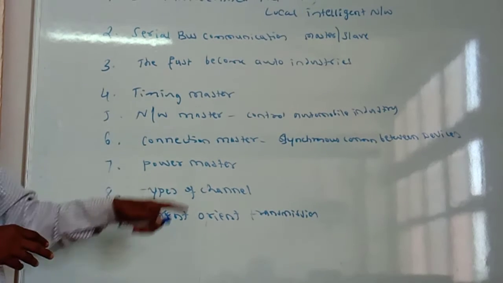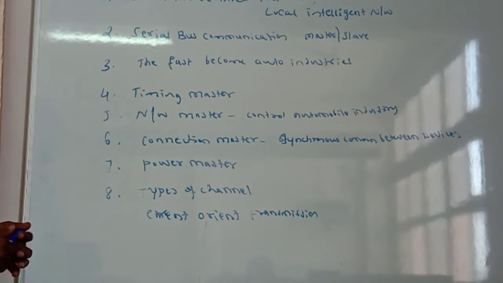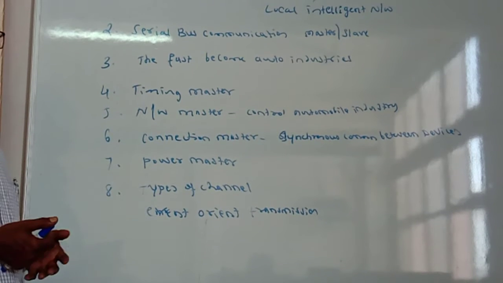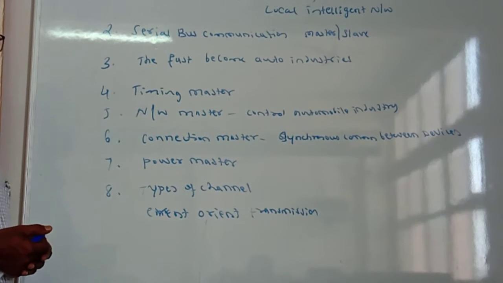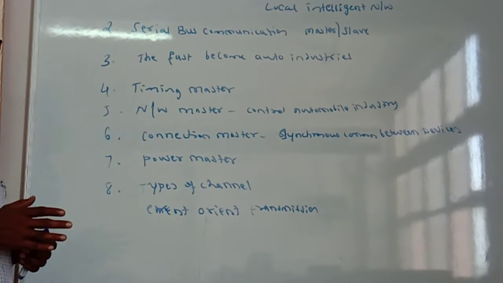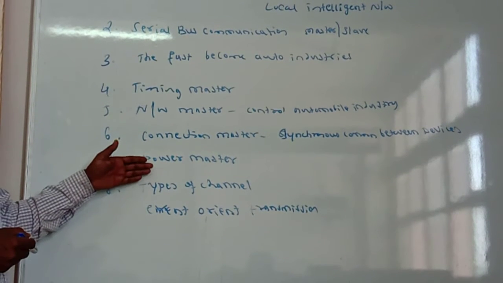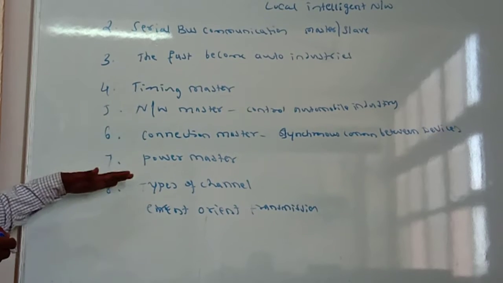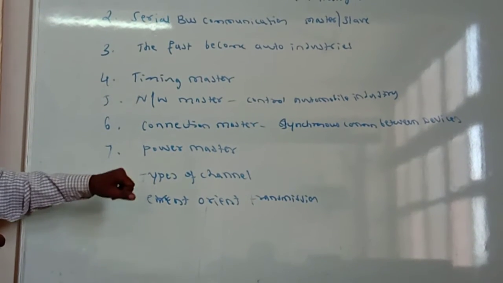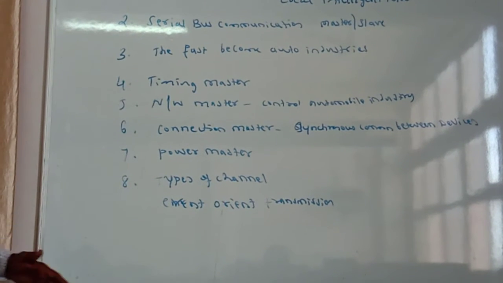Another important master is the power master. Power is most important for turning devices on as well as off. Without power, we cannot control, manage, or monitor. Almost every wireless communication system depends on power. Power is the most important criterion.